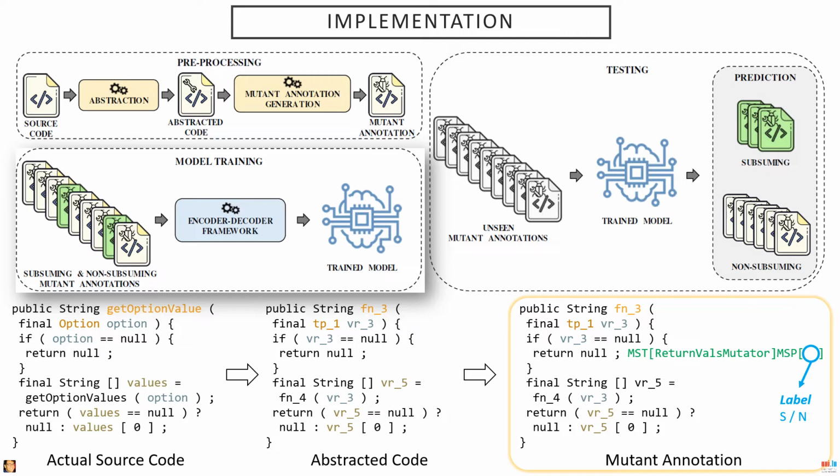Similar to language translation, where a language model learns on a pair of languages to transform sentences based on context, in our study for training pairs, we have mutant annotation without the label and one with the label. During the training phase, the model learns to append the label S for subsuming and N for non-subsuming based on the code context.